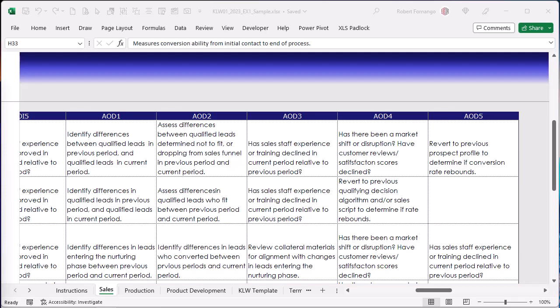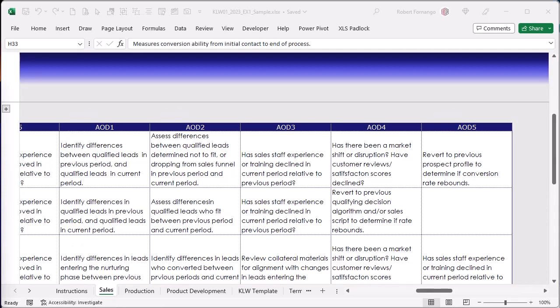Similarly, you could ask whether or not your customer reviews or satisfaction scores have declined. Could this be a reason for your reduced conversions? Finally, you may want to revert to a previous prospect profile and process for qualifying your leads. This could be done to see if undoing changes that were implemented might improve the process, improve the performance measure of your KPI, and bring it back to its initial level. This would really only be necessary if changes had been made just prior to the KPI decreasing, and if there were no other obvious reasons why the KPI would have declined.